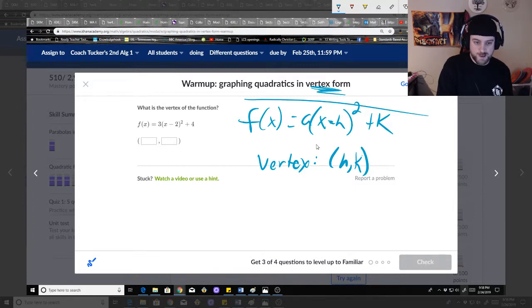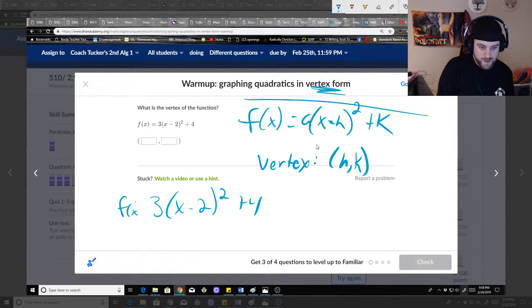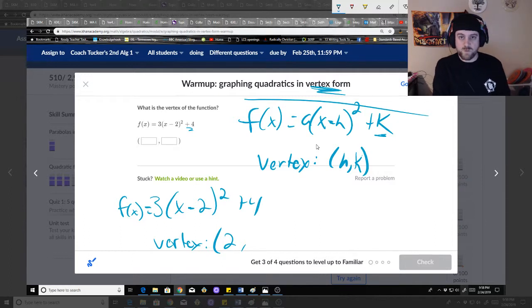When we're looking here, we have f of x equals 3 times (x minus 2) squared plus 4. So what is the vertex? Well, because this is a minus, that's good. h becomes positive, so that's a positive 2. And then we do trust the symbol on the outside, and that will be standard for you as you keep going through some more algebra. So it's a positive 4 for the y. So there's our vertex, (2, 4).